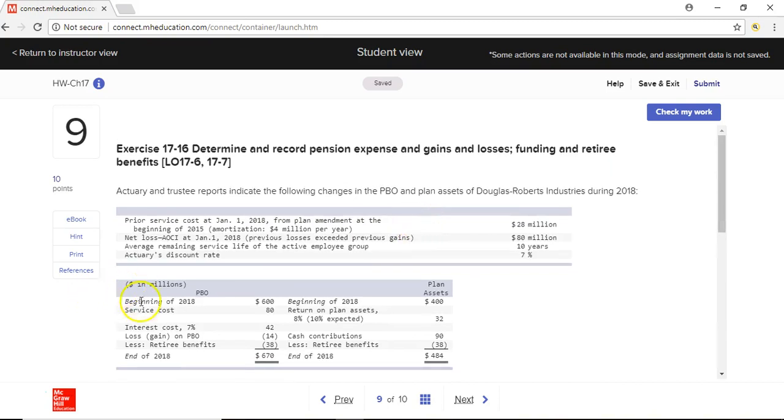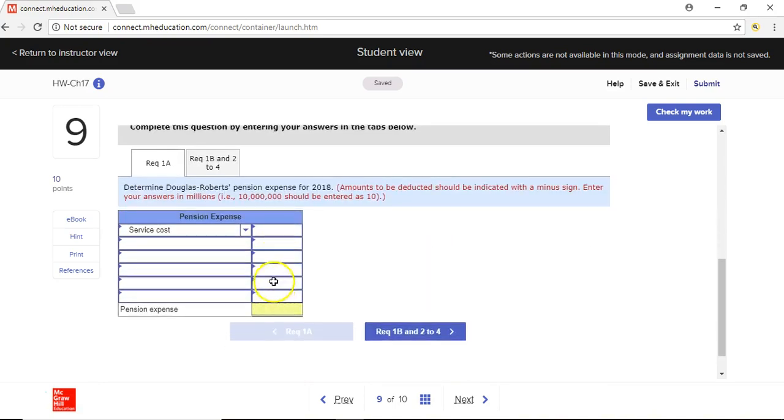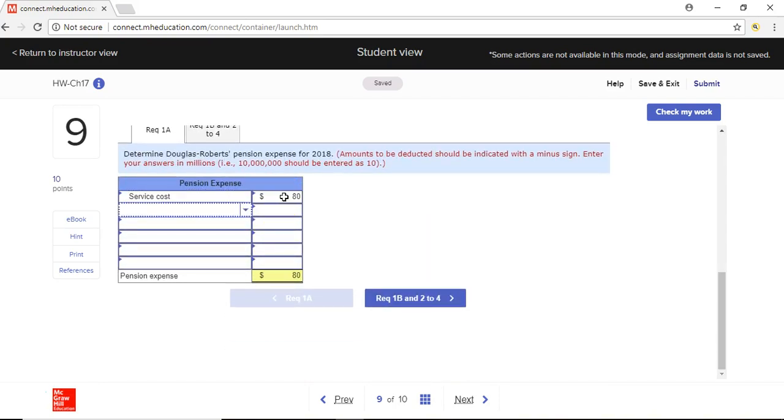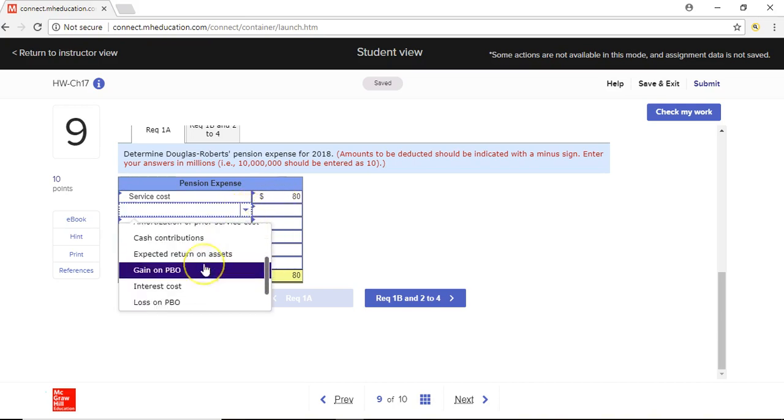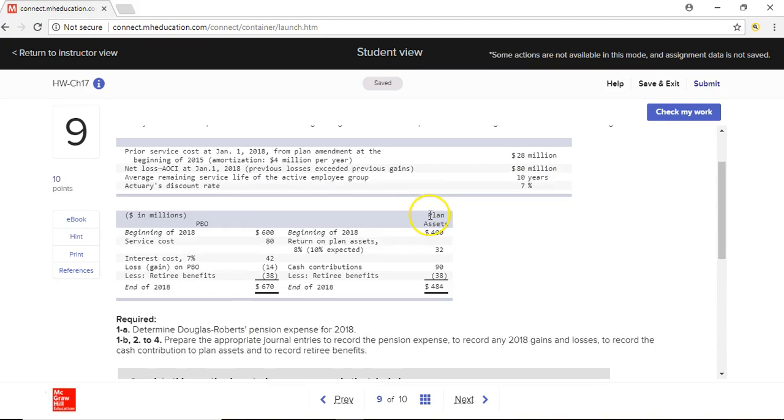From here, the table says the service cost is $80 million. So here we have $80 million of service cost. We also have interest cost. Interest cost is calculated by the discount rate, 7%, multiplied by the beginning PBO. Beginning PBO is 600, so 7% of 600 is $42 million.